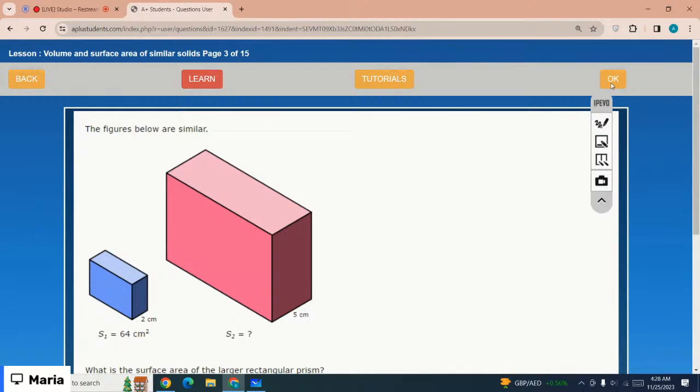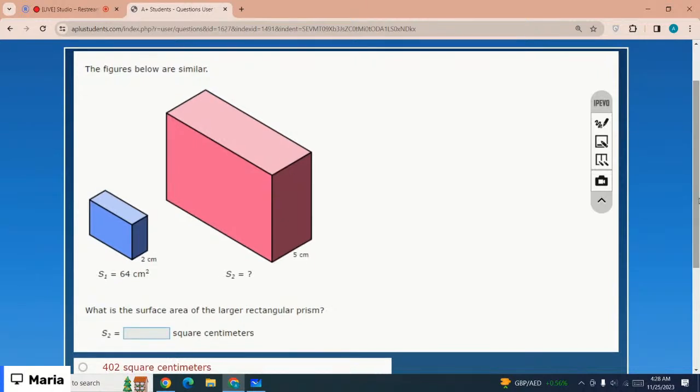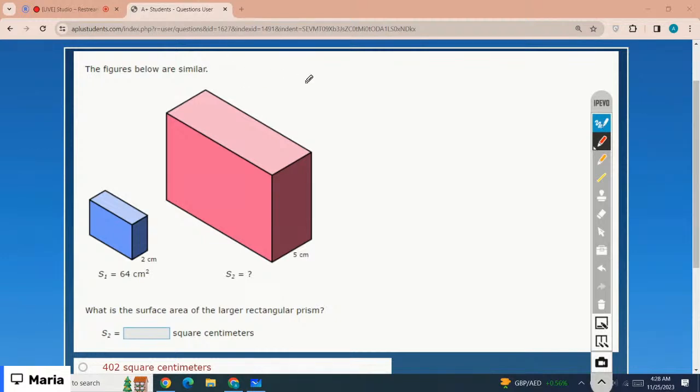Okay, the figures below are similar. What is the surface area of the larger triangular prism? So you have to calculate the surface area now, right? Let's form a proportion between their similar sides and the surface area. That is A over B. This one is A and this one is B. So that is 2 over 5.